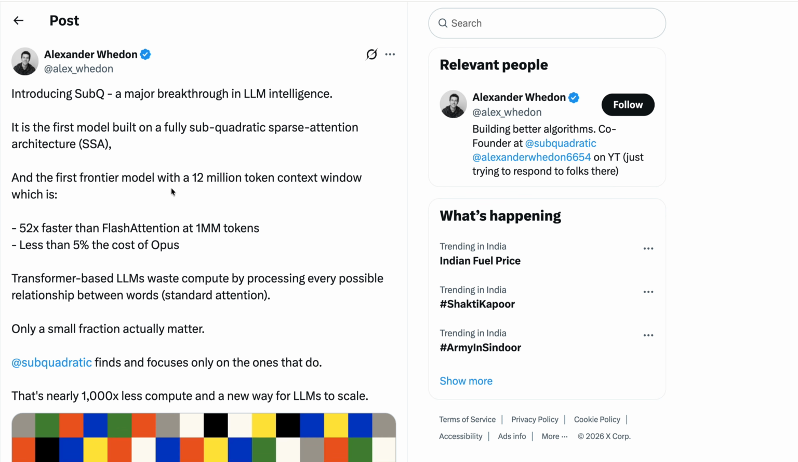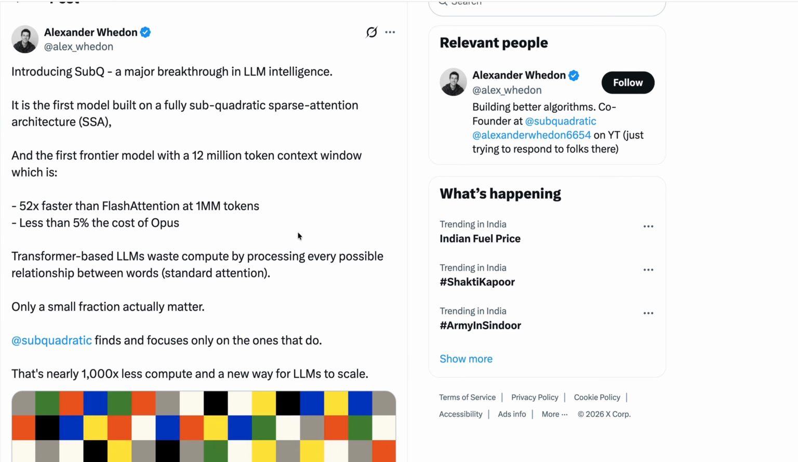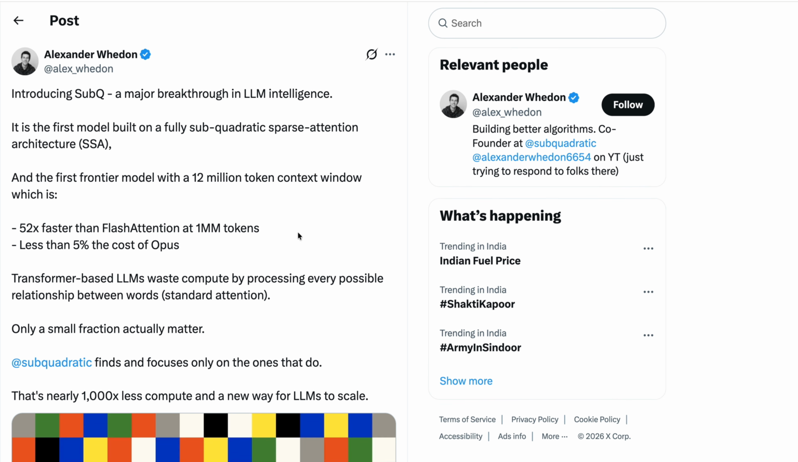It's the first frontier model with a 12 million token context window. I hope you understand this part. Second, it is 52 times faster than Flash Attention at 1 million tokens and costs less than 5% of Opus. So let's see, is this really only talk, or is it really a thing?